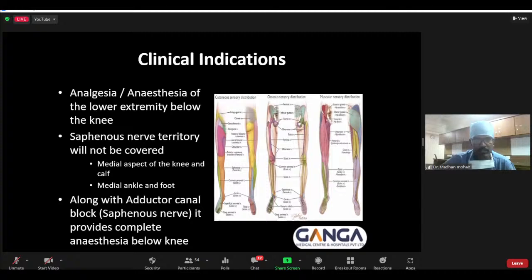Popliteal sciatic nerve block is used to provide analgesia or anesthesia of the lower extremity below the knee. The important point to note here is that the area covered by the saphenous nerve is spared. That is the medial aspect of the knee and the calf. It has to be separately blocked by an adductor canal block or femoral nerve block. In the adductor canal, you can selectively block the saphenous nerve. Along with the adductor canal block, it can provide complete anesthesia below the knee joint.